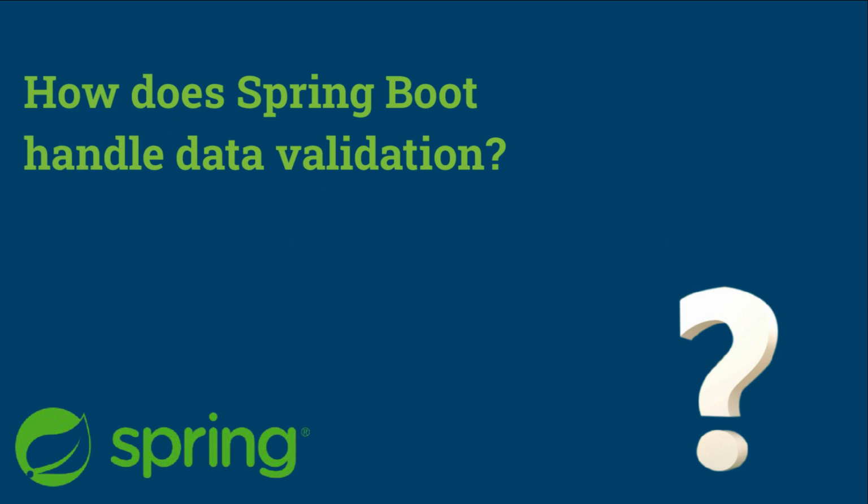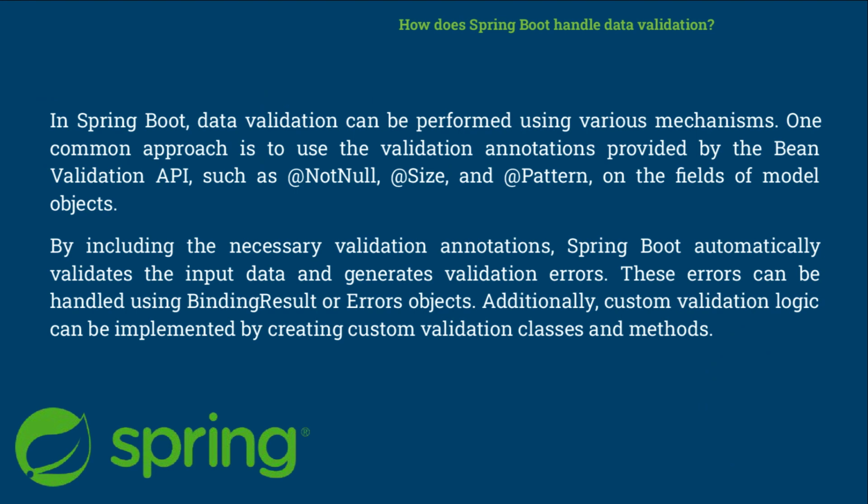Third, how does Spring Boot handle data validation? In Spring Boot, data validation can be performed using various mechanisms. One common approach is to use the validation annotations provided by the Bean Validation API, such as @NotNull, @Size, and @Pattern on the fields of model objects.